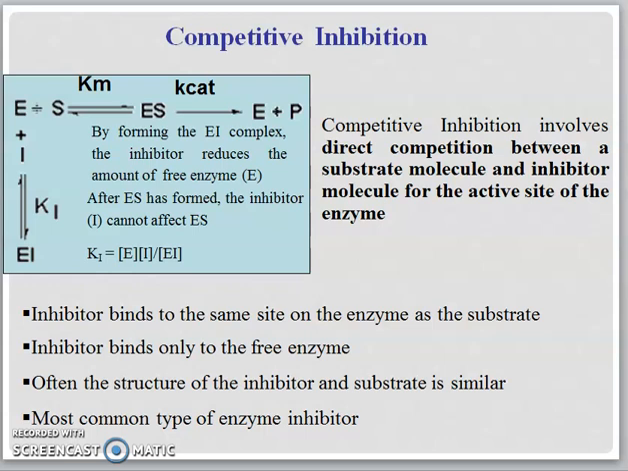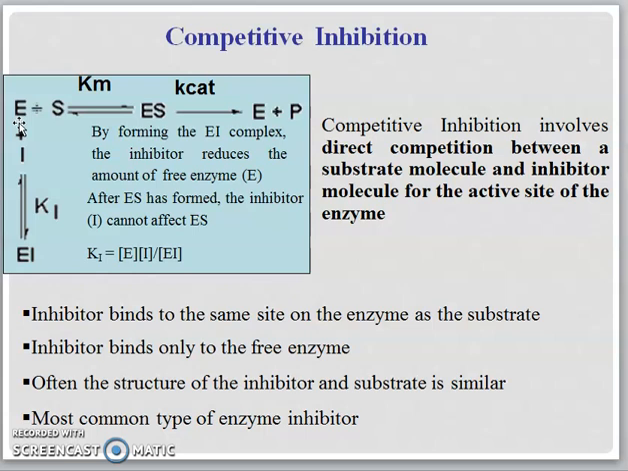This competitive inhibition involves direct competition between the inhibitor and substrate on the free enzyme. You can see from the equation mechanism here, the inhibitor competes with the substrate in order to get the site on the enzyme. The inhibitor binds to the same site on which the substrate will bind. In simple words, the inhibitor will push away the substrate so it cannot bind, and the inhibitor will bind to the site.